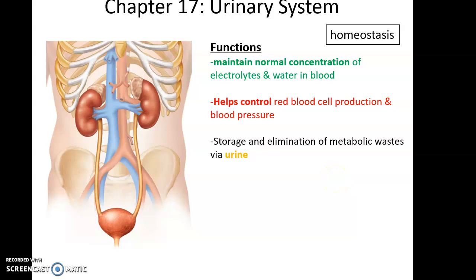So, functions of the urinary system include maintaining normal concentration of electrolytes and water in the blood, basically maintaining the proper composition and pH of the blood. And since the blood is such a critical tissue in our body, this is an unbelievably important function in maintaining homeostasis. It also helps control red blood cell production as well as blood pressure. Blood pressure and the volume of the blood are closely tied together. And then, of course, the storage and elimination of metabolic wastes via urine. So we've got to get rid of the excess somehow.